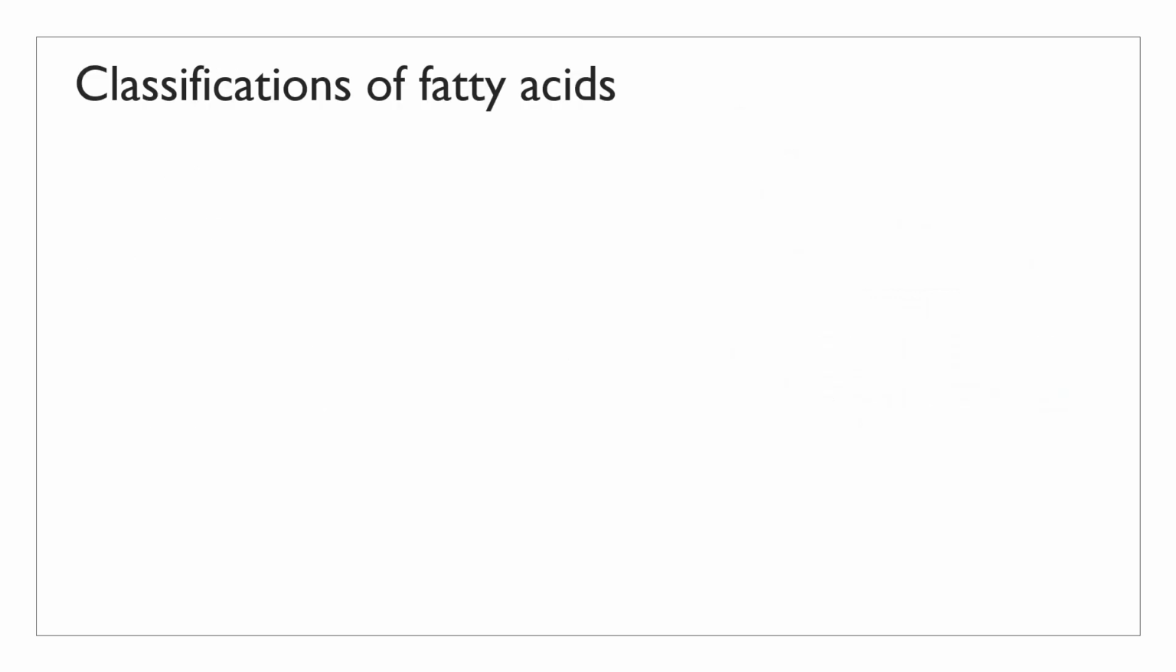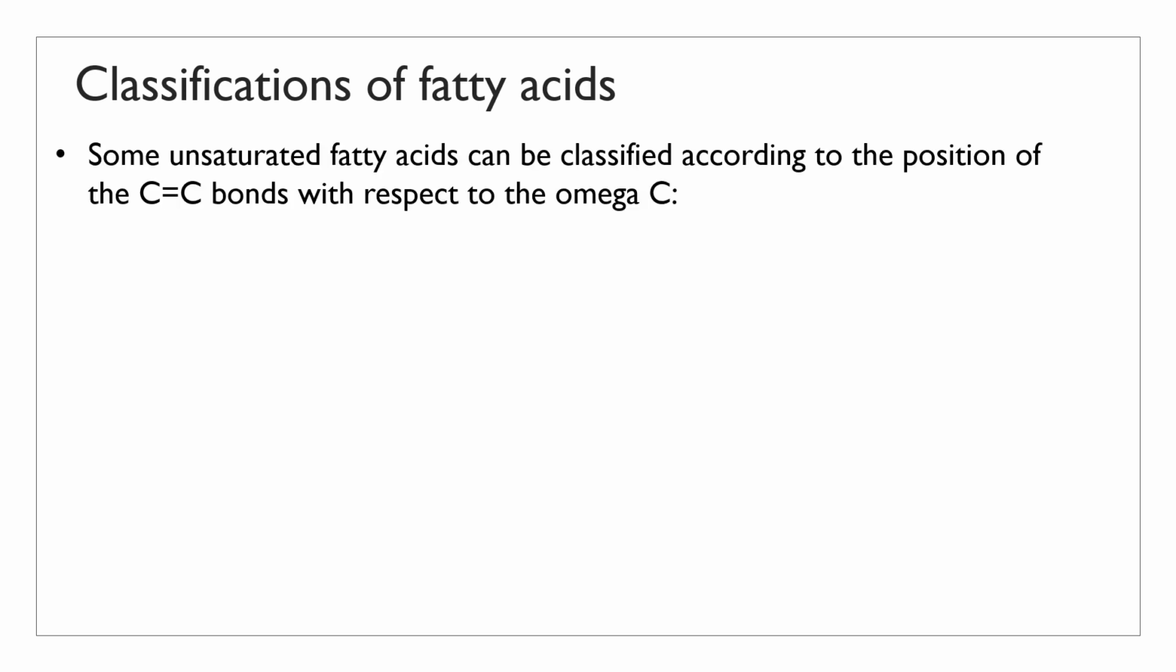Okay, that's the first classification, which has to do with the level of unsaturation. The second type of classification only applies to unsaturated fatty acids, and you can classify unsaturated fatty acids according to the position of the C-C double bond with respect to the omega carbon.